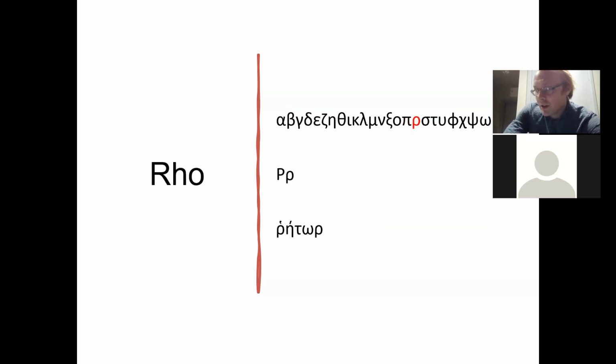Rho, on the other hand, looks like the Latin P, but is actually used to express an R sound. We find rho in the word rhetor, which means orator. You may notice that the initial rho has spiritus asper on top of it. And this is because rho counts as a so-called semivowel. That is a sound which, although technically a consonant, is phonetically similar to a vowel sound.